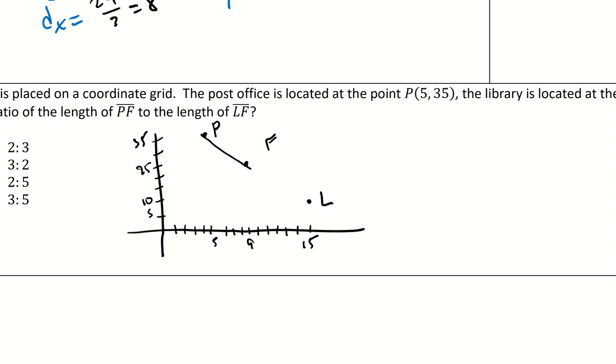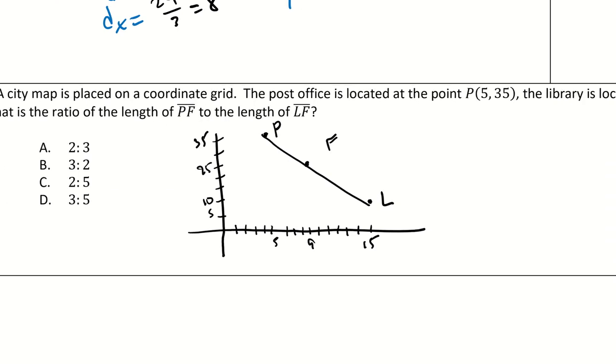Okay, so the fire station is between those two. And what we need to do is figure out the rise and run. So let's go ahead and do the rise and run. How much does it go down and over? Here it looks like it goes down 10 from 35 to 25, and it goes over 4 from 5 to 9. Then from here to here, let me use a different color, it goes down from 25 to 10, that's 15.